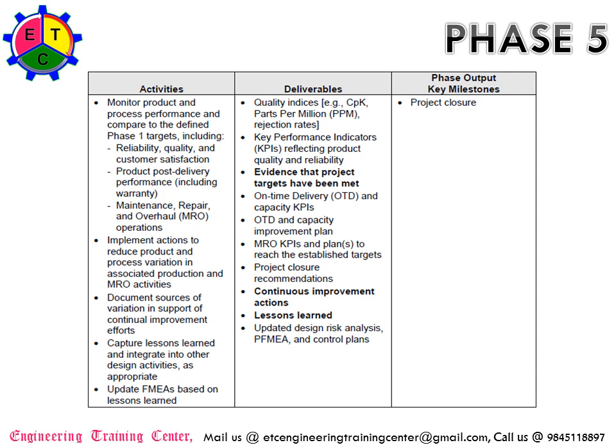So major deliverables from this phase would be quality indices, for example Cpk, parts per million (ppm), rejection rates. Those would be measured because you have established the targets in the phase 1. Then the key performance indicators, KPIs reflecting the product quality and reliability, evidence that the project targets have been met. So on time deliveries and KPIs, and parts are produced at the rate of customer demand, OTD and capacity improvement plan, MRO KPIs plan to reach the established targets, and project closure recommendations, and the continuous improvement actions, lessons learned document, and updated design risk analysis, PFMEA and control plans.